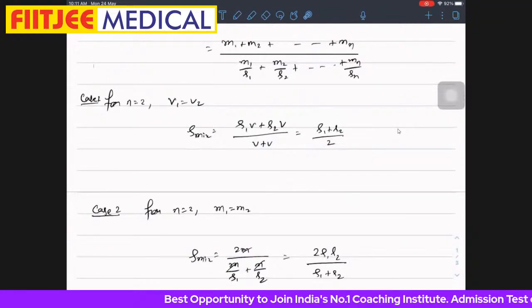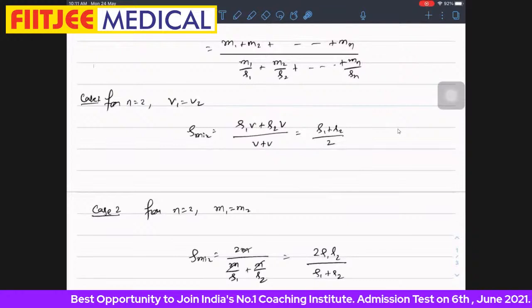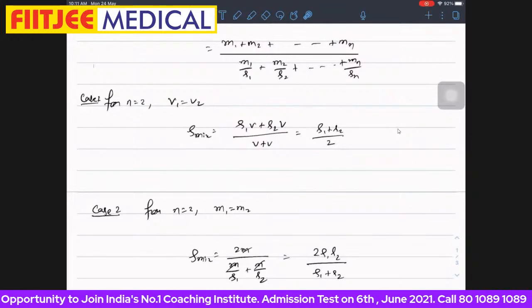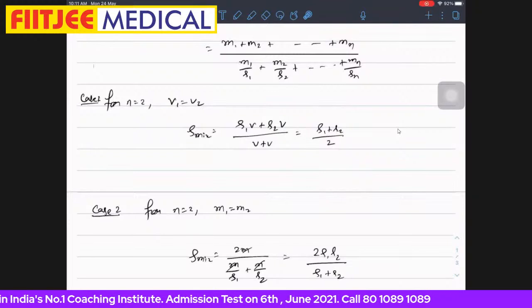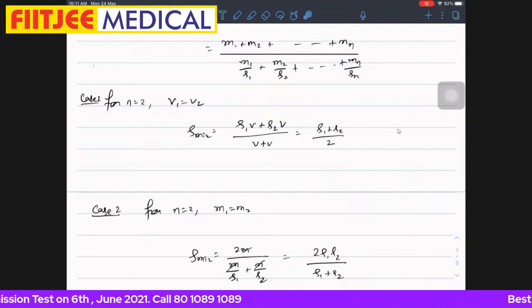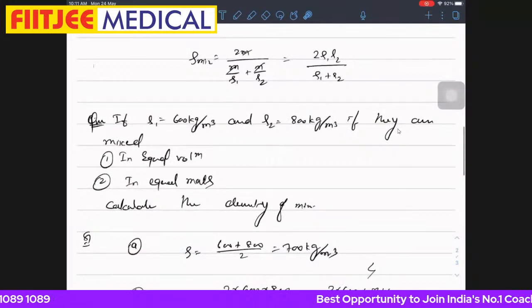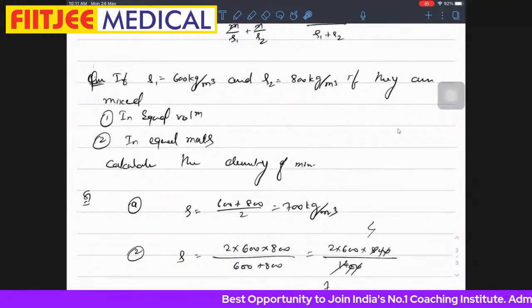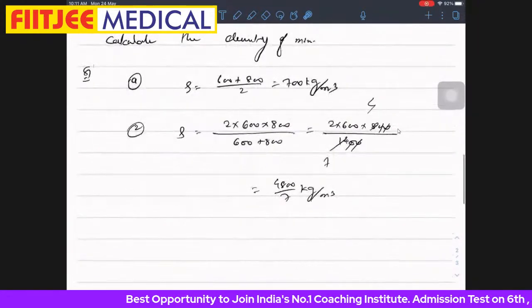For that I have taken a special case 1 and a special case 2. If you are mixing in a manner such that the volume is the same, what will be the density of the mixture? If you are mixing in a manner such that the mass is the same, what will be the density of the mixture? Based on that I have done one problem on how to use this relation. So that's what I have explained.